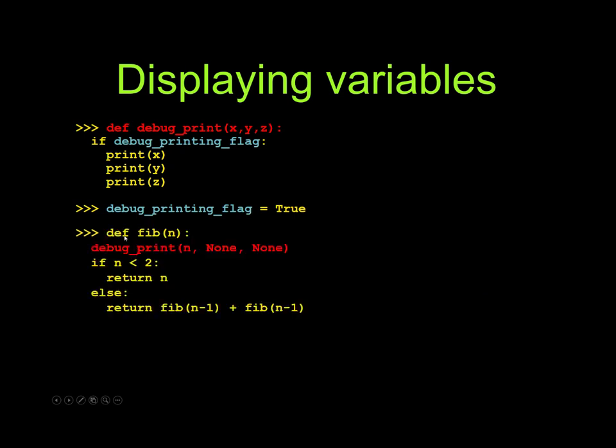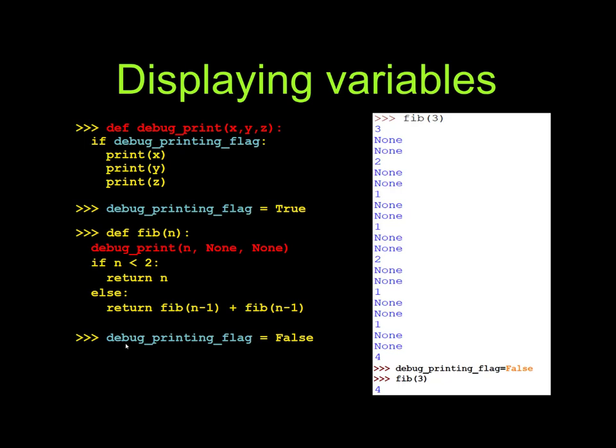Here's another example. Define fibonacci, and debug_print(n). Now, because we have only one value to inspect, the other two we set to None. And when this program is running, we will see the progression of this value n. When we are done with the debugging and no longer need it, we can set the flag to false. And when this program is running again, this statement is no longer of any effect.